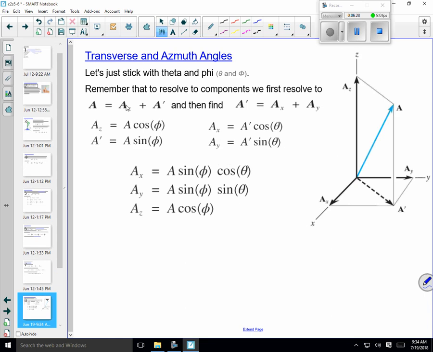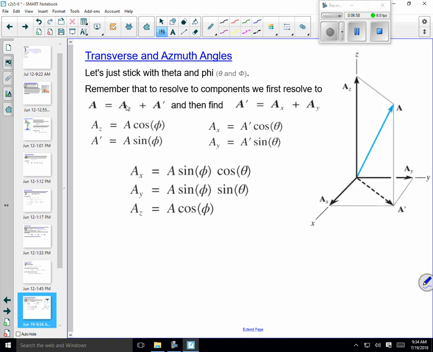Another way to look at this is with what your book calls transverse and azimuth angles. This gets really confusing because depending on where you look, those names mean different things. Transverse and azimuth are not universal definitions. So I'm just going to refer to them as theta and phi. And so I'm going to show them to you on this picture.